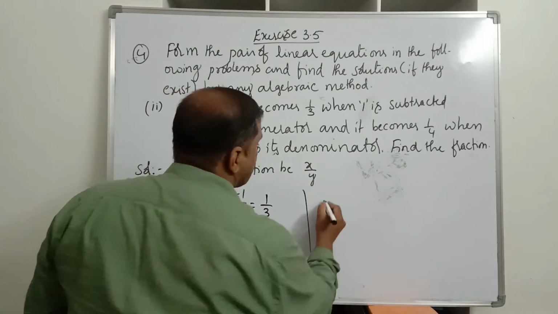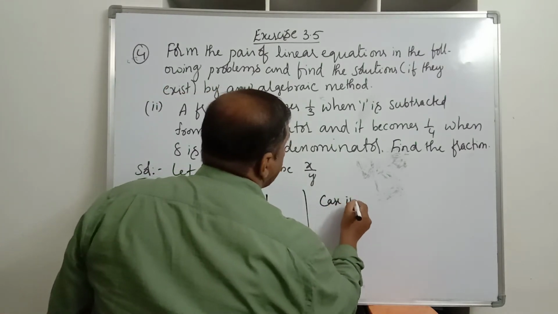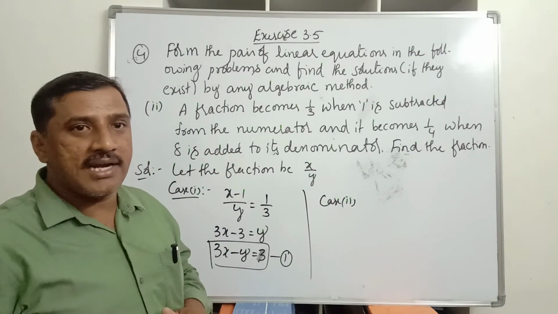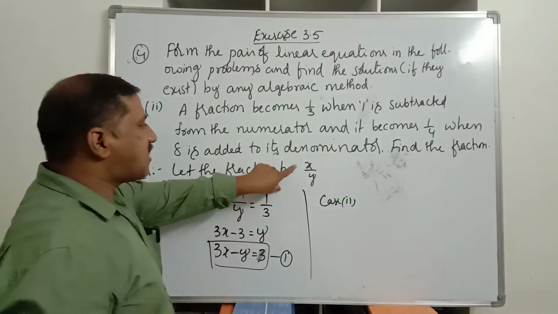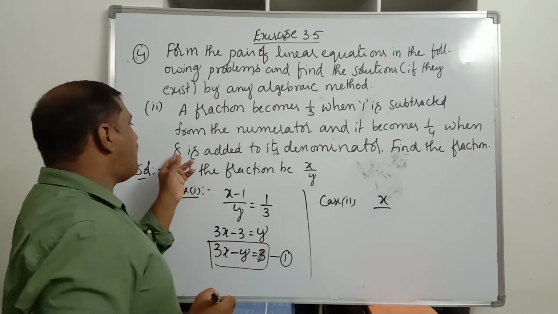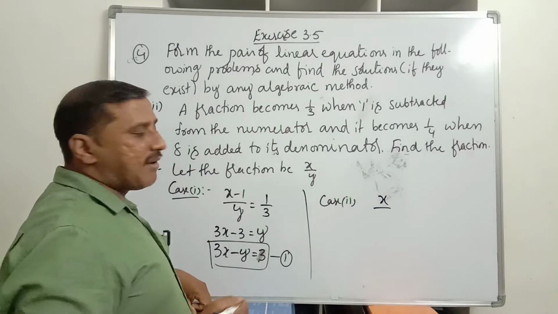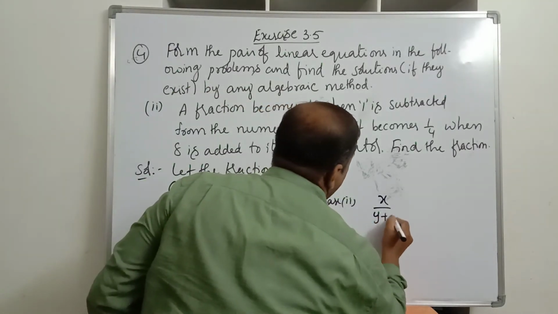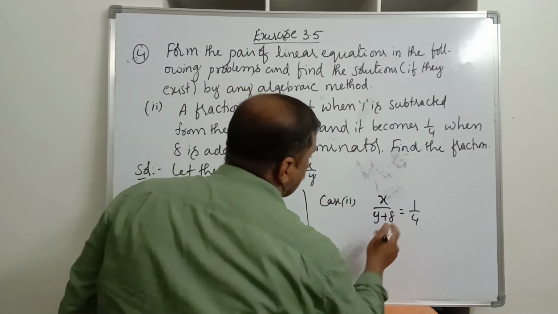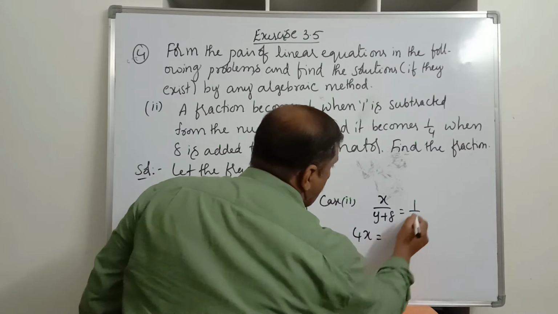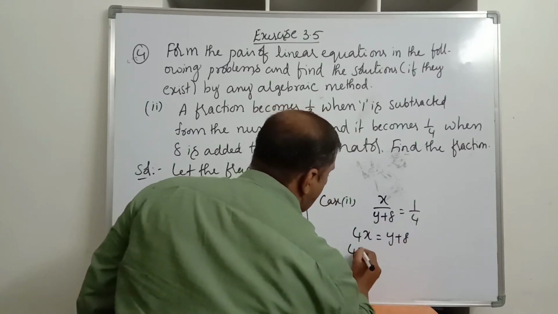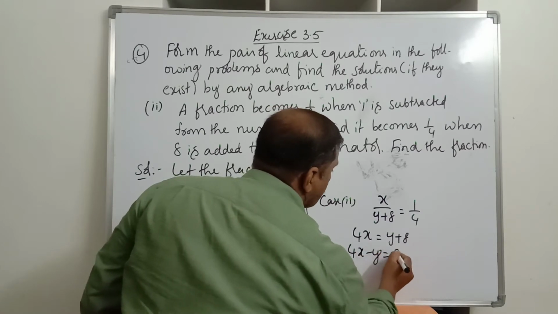Similarly, case 2 is there. What is case 2 here? The same fraction will become 1 by 4 when 8 is added to the denominator. There is no change in the numerator, which means it is x divided by y. Since 8 is added to the denominator, it will become y plus 8, equals 1 by 4. Again by cross multiplication, x into 4, 4x equals 1 into y plus 8, it is y plus 8. Transpose y here. 4x minus y equals 8.